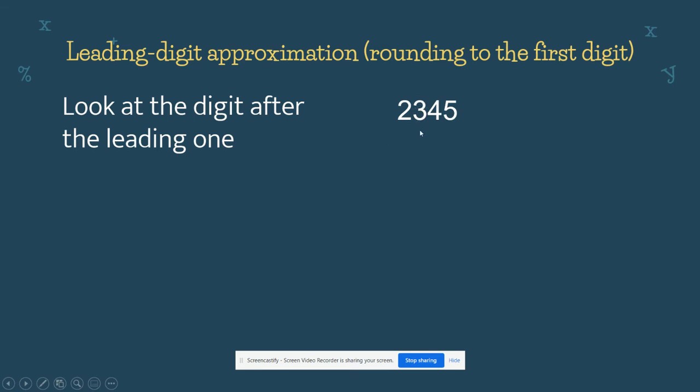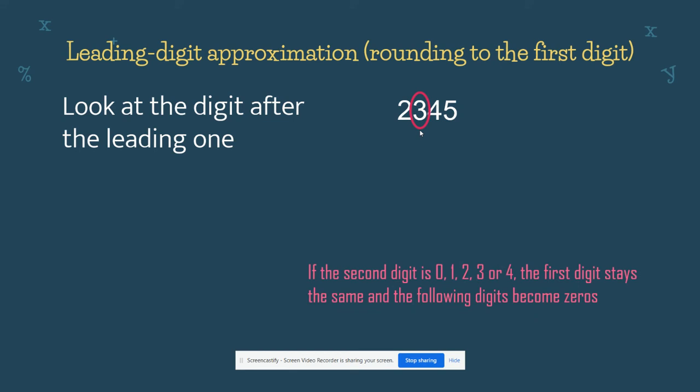Okay, so this is the rule, and these are things you need to write down. First of all, we look at the three. If the second digit is a zero, a one, a two, a three, or a four, the first digit will stay the same. So the two remains the same, and the following digits become zeros. Basically, I see 0, 1, 2, 3, or 4 as weak numbers, and they pull the number down. So they make that a 2, and then those all become zeros.